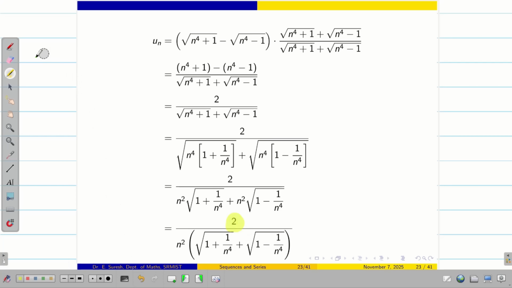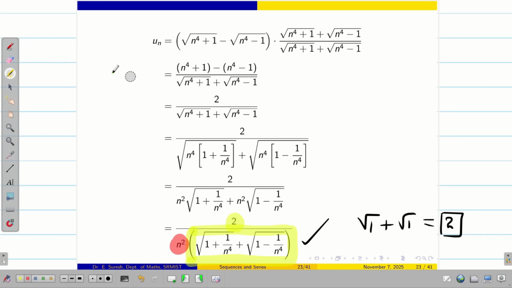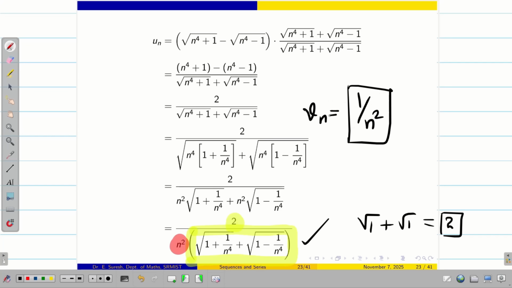Now we can see the numerator is 2 and in the denominator this term will become square root of 1 plus square root of 1 when you apply infinity. So it is going to be 2 and this is also not going to affect my problem. The only term which affects my problem is 1 by n square. So this 1 by n square is my trouble giving term. So let us consider my Vn as 1 by n square.